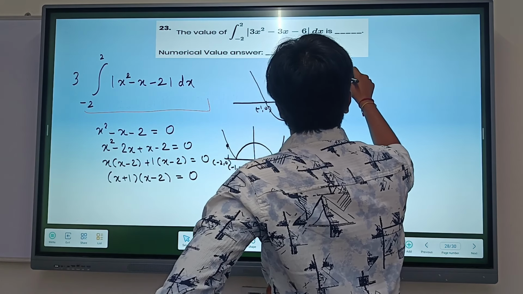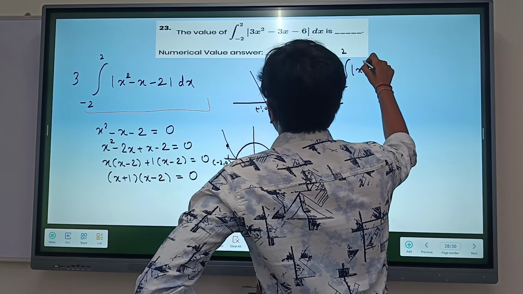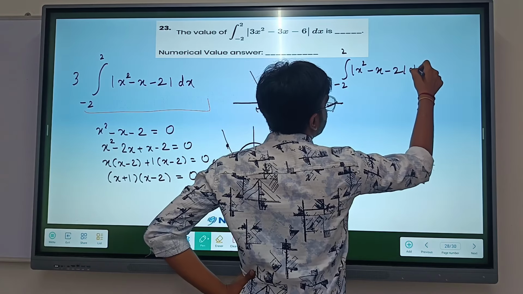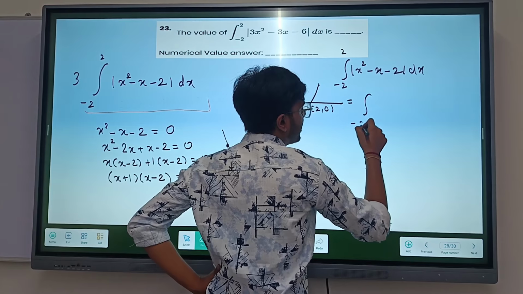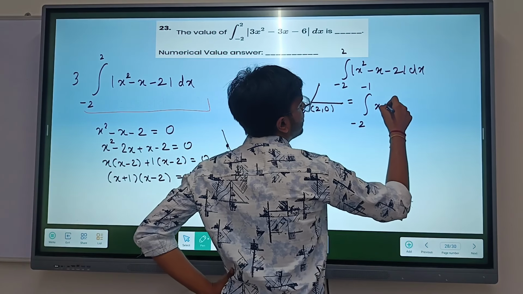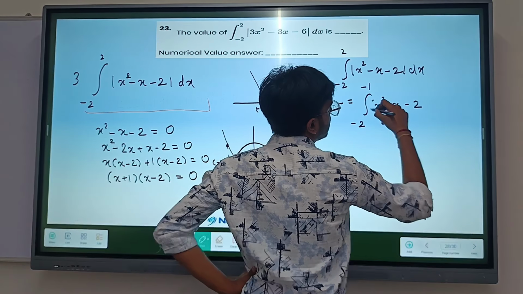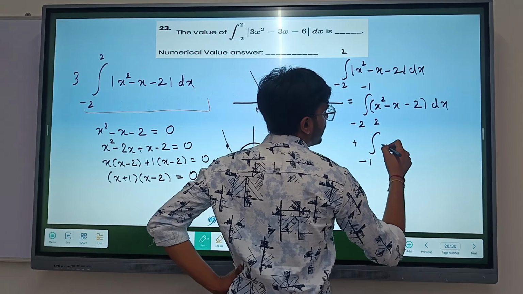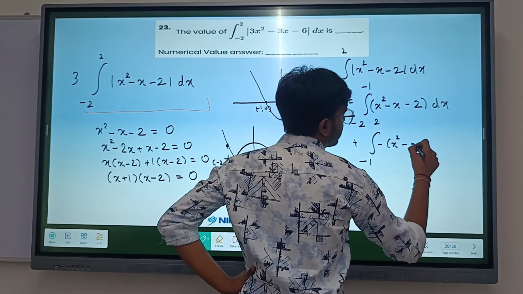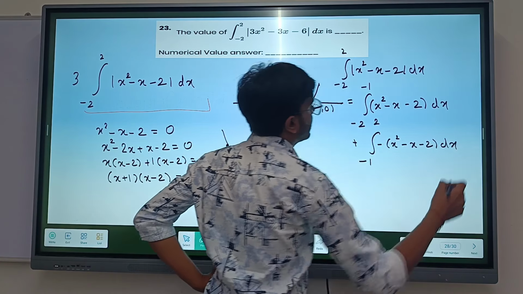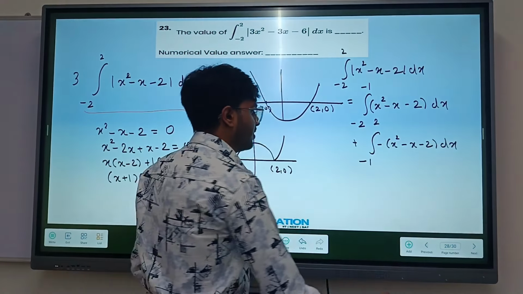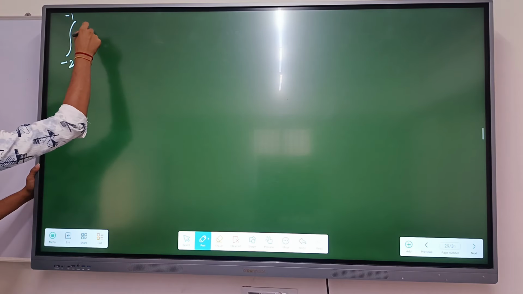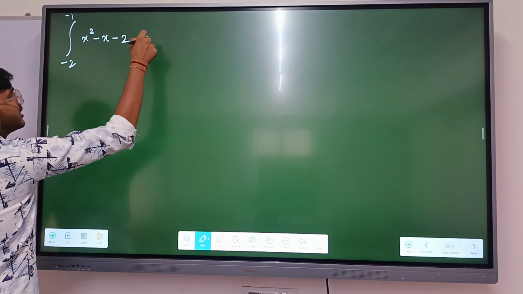So basically I can write the integral from minus 2 to 2 of mod of x square minus x minus 2 dx as the integral from minus 2 to minus 1, it will open in positive, and minus 1 to 2, it will open in negative, minus x square minus x minus 2 dx. Now we'll solve each of these integrals. So first, let's solve from minus 2 to minus 1, x square minus x minus 2 dx.